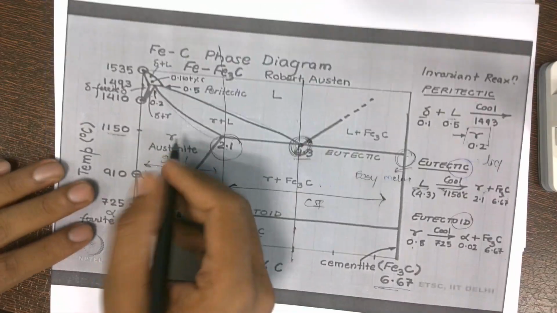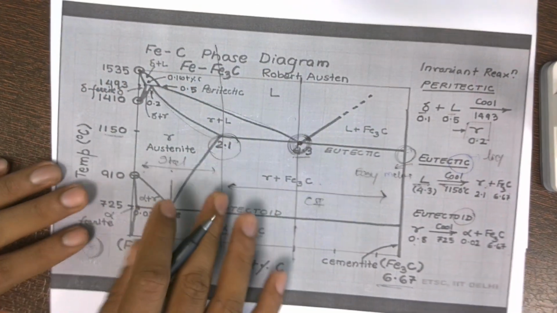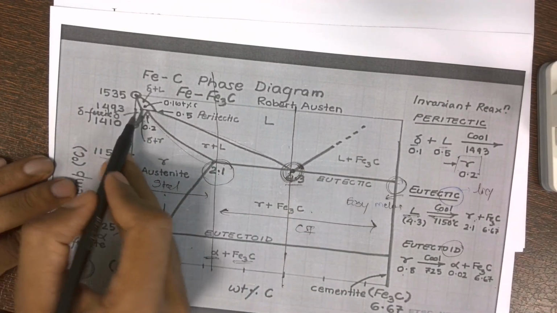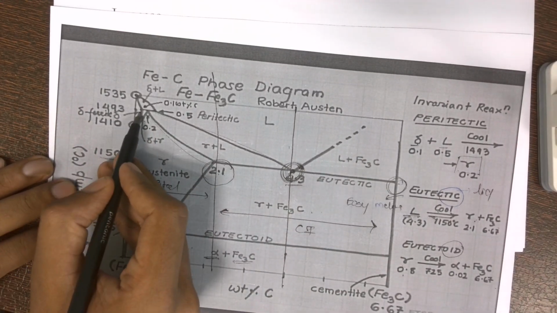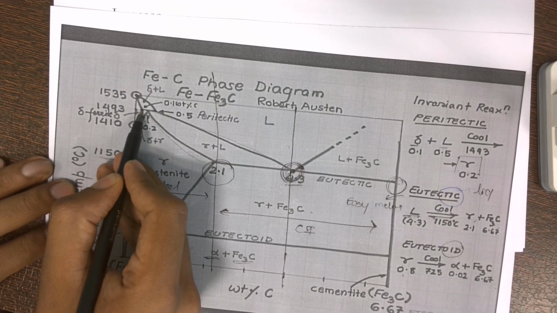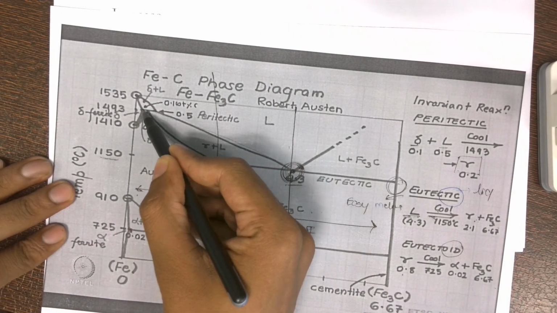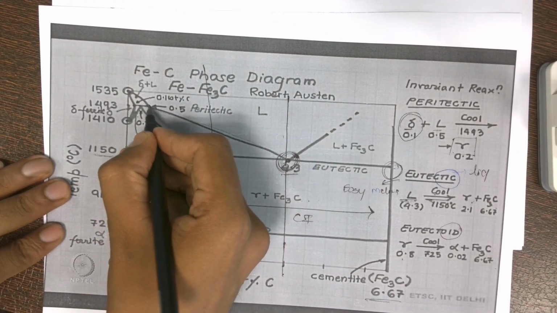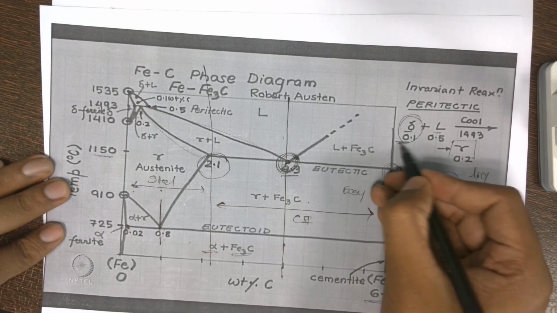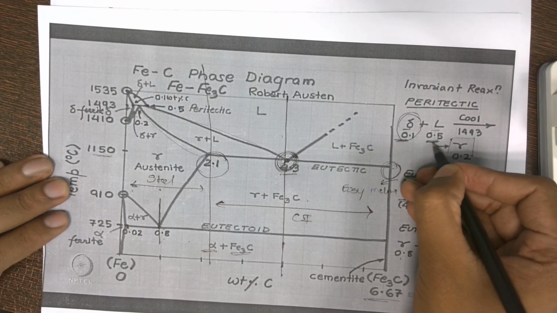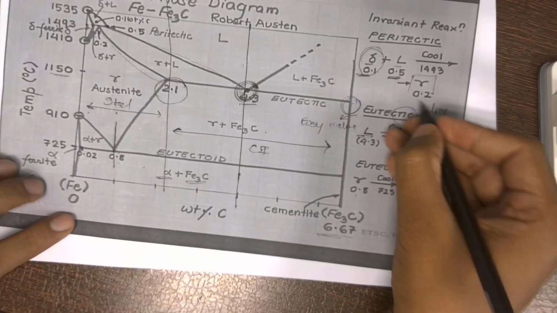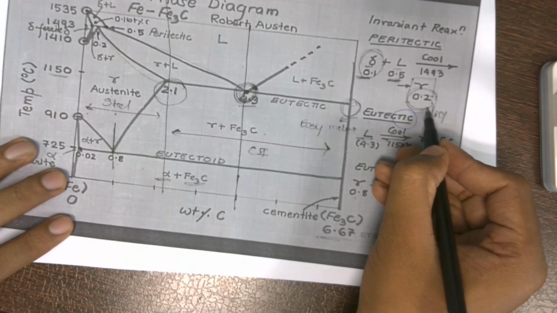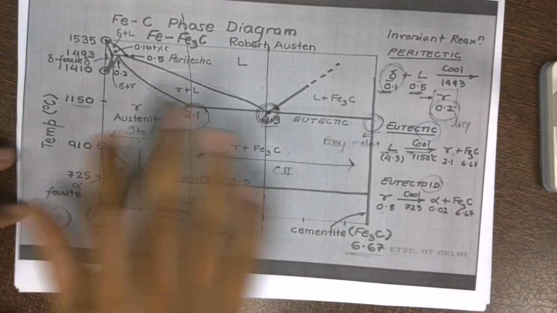Now here, if I try to zoom in on this particular one, is it visible? Yes, it's visible. So here we can see that this point is the composition of the delta ferrite which is going to react, and this is the composition of the liquid. 0.1 was the delta ferrite and the composition of the liquid was 0.5. What it produced was austenite, having a composition in between them, 0.1 and 0.5. So this is how the entire reaction will take place.